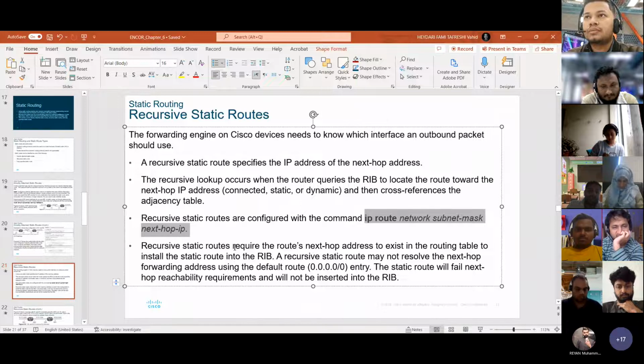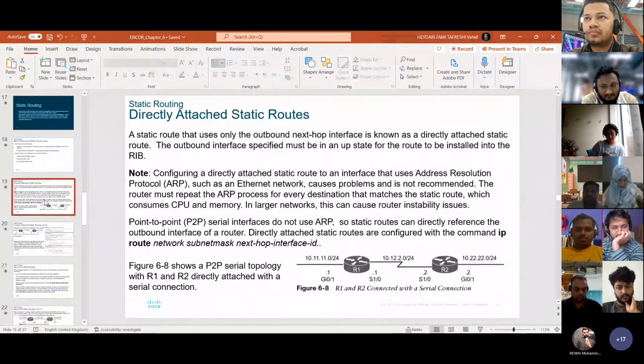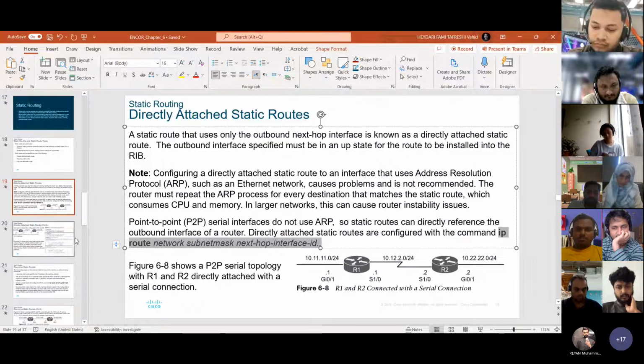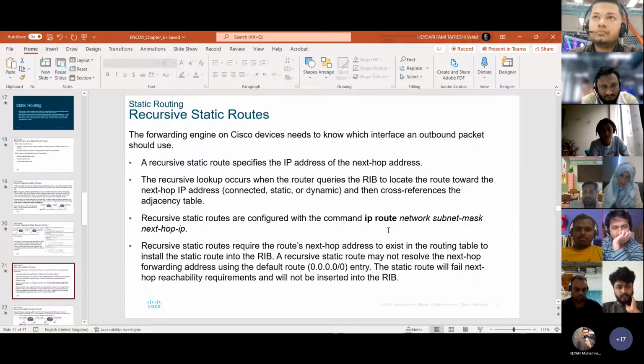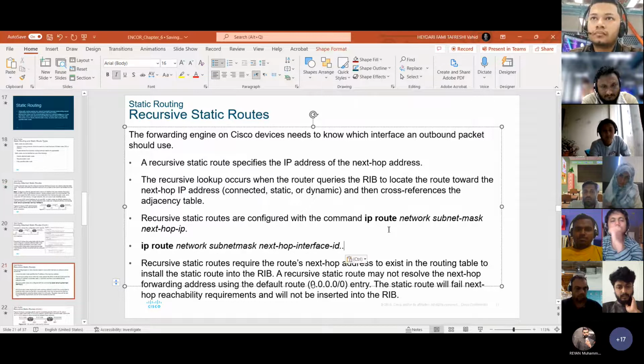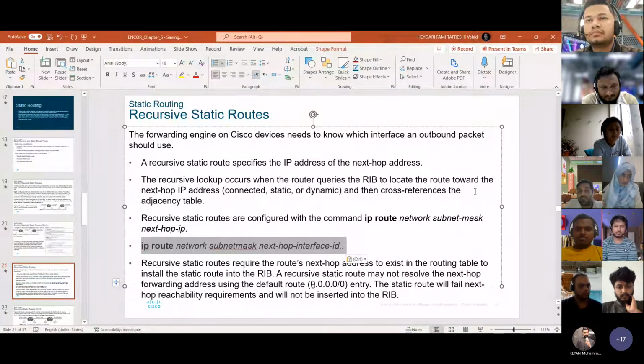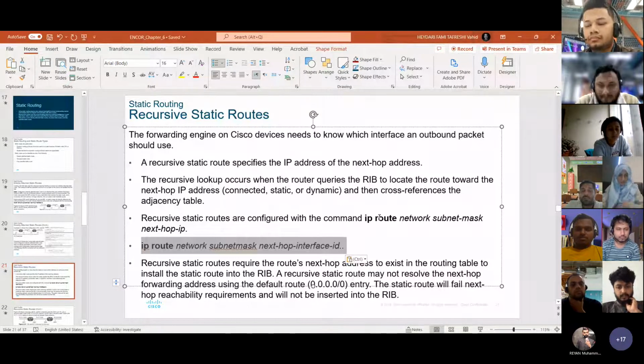So the previous command that we had for a static route, let me bring it up, otherwise it becomes confusing for you. The one that I have highlighted here is the previous command. Can someone tell me what is the difference between this command and this command? So what is the difference between a directly attached static route and a recursive static route? Raise your virtual hand if you know the answer.